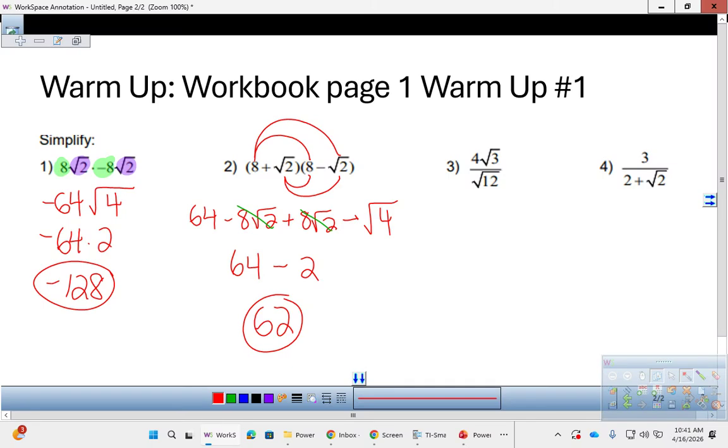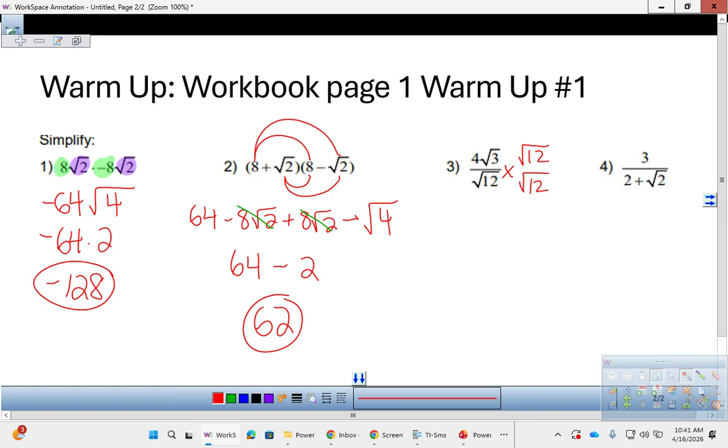For the next one, we talked about yesterday how if you have a root in the bottom, your problem's not done. You have to do this thing called rationalizing the denominator. To rationalize any denominator, you multiply the bottom by itself. Whatever root is in the bottom is what I'm multiplying by. And if I multiply the bottom by that, I have to do the top as well. So if the bottom was a square root of 6, I would multiply the top and bottom by square root of 6. If the bottom was a square root of 20, I'd multiply the top and bottom by square root of 20. So I'm multiplying by whatever is in the bottom.